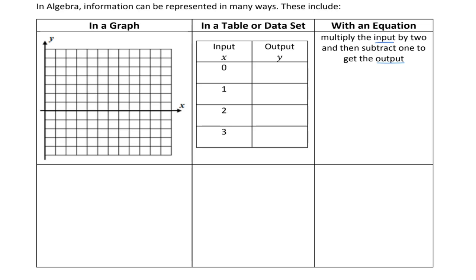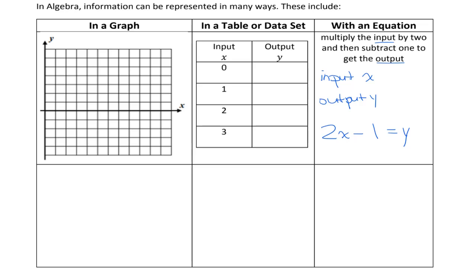And typically when we talk about input and output, we're talking about our variable x and our variable y. So I'm going to call the input x and our output is going to be y, and typically that's how you will see things. You will see the input as x and usually the output is y. Okay, so multiply the input by 2, then subtract 1 to get the output. Alright, so there you have it.